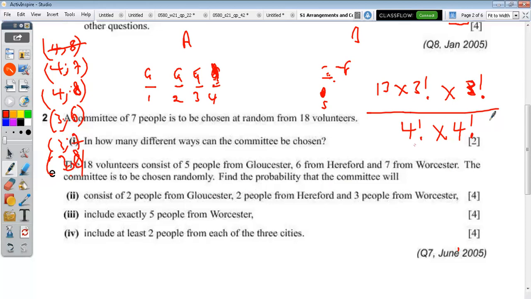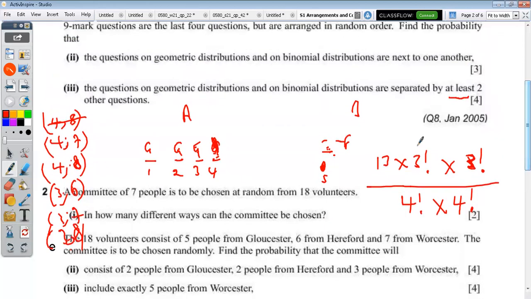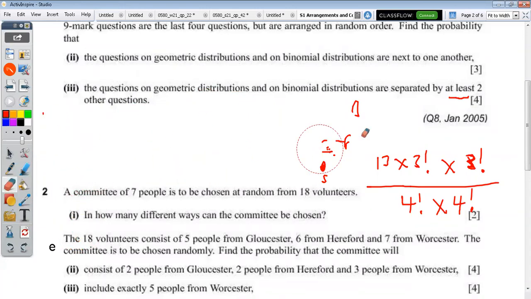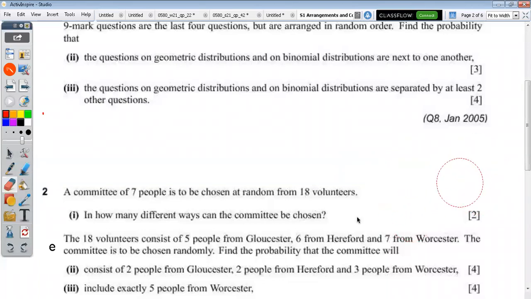How we got the final answer? Yeah, the steps we went through. Okay, I get your point. Let's go back here. What is the question saying? We still have 2 sections, section A and section B. Clear?